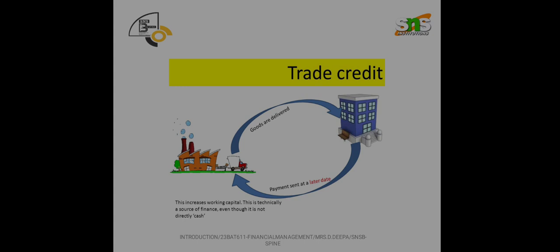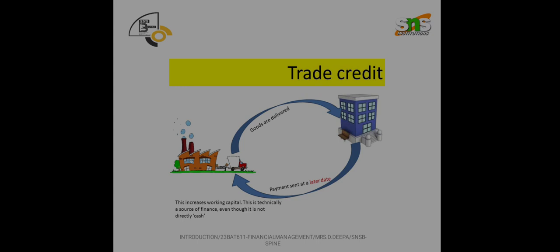So the diagram is given here: one is the buyer, another party is the seller. Goods are delivered by the seller, and on the opposite side, the buyer sends the payment at a later date. So payment is not made to the seller immediately, but after a certain period of time the buyer makes the payment to the seller. And what is the purpose? This increases the working capital.